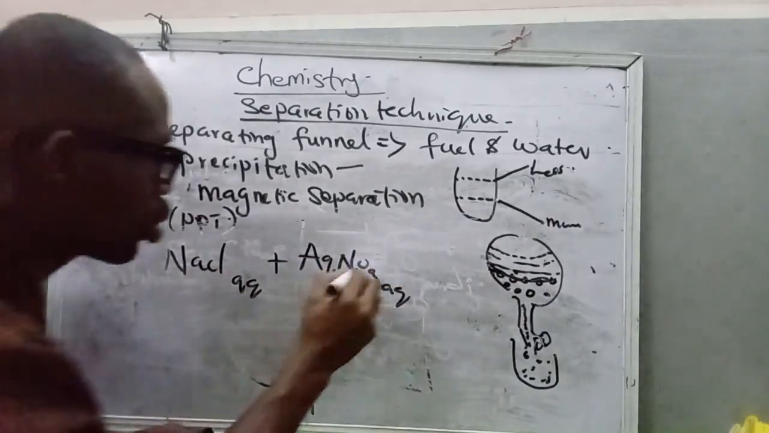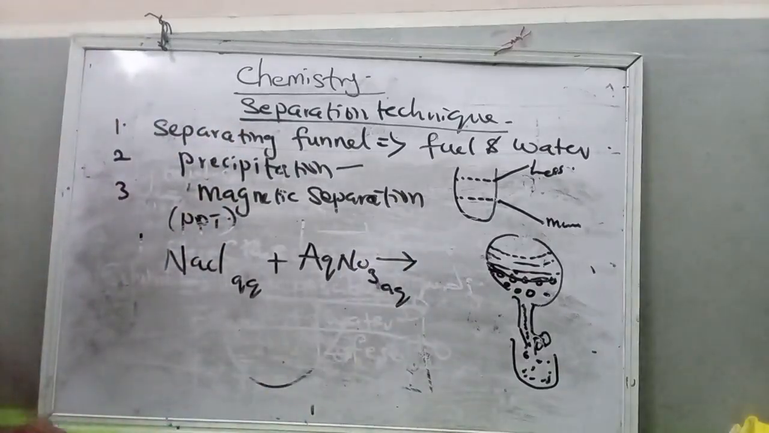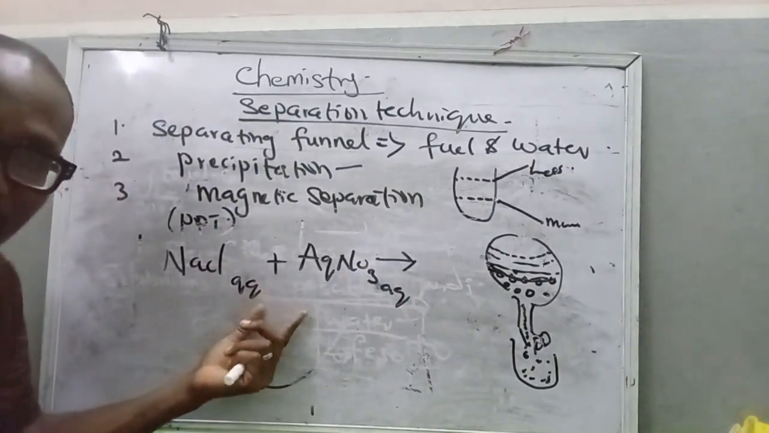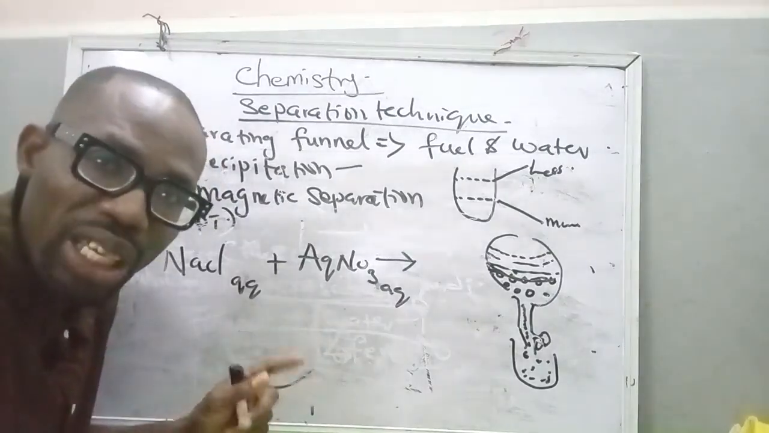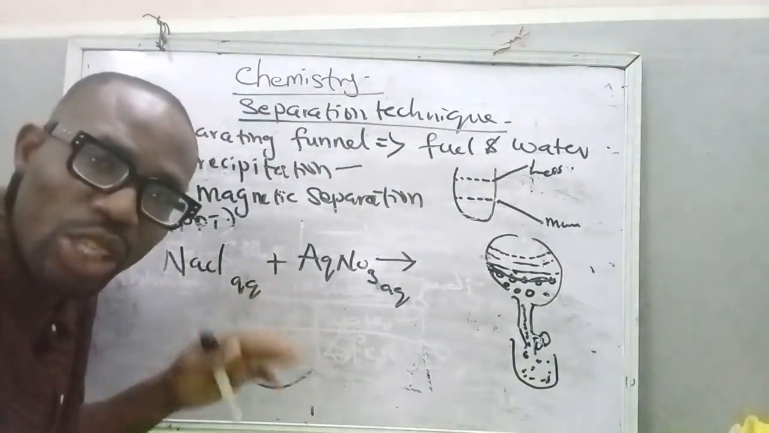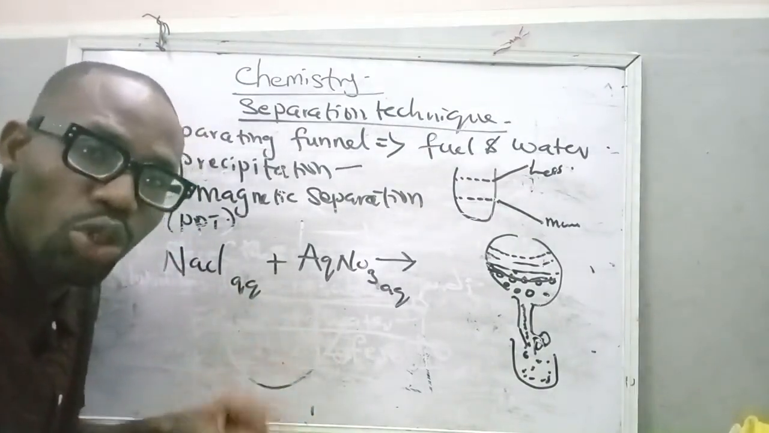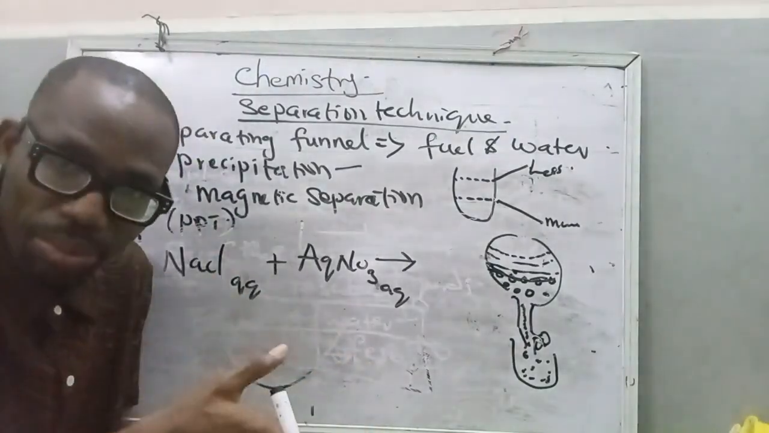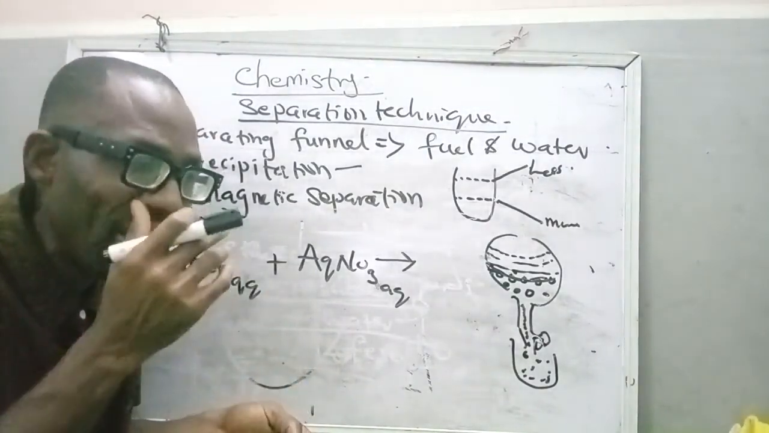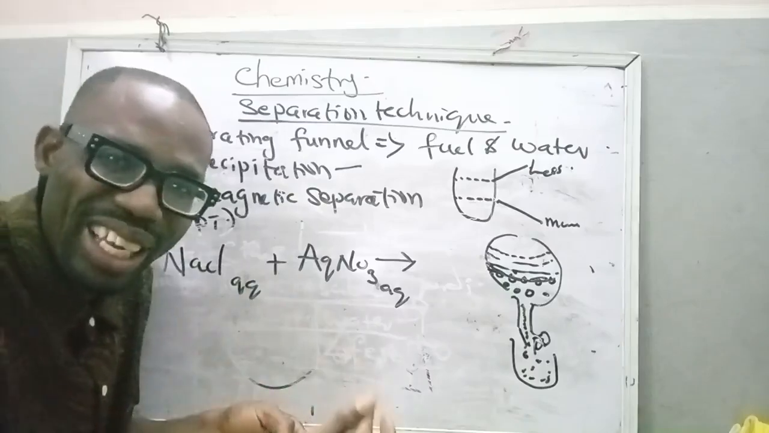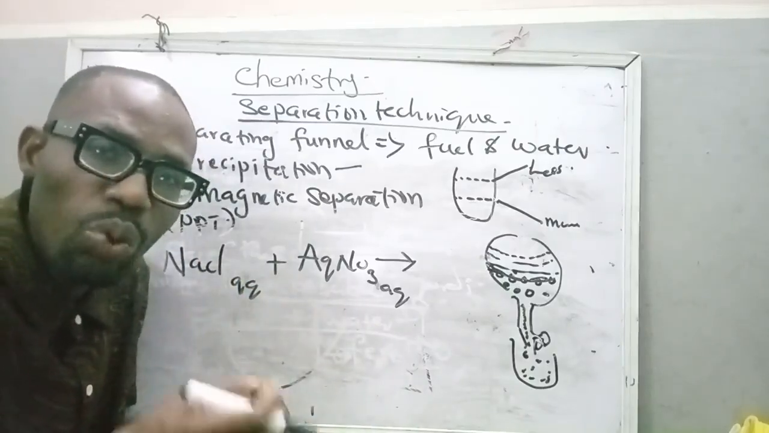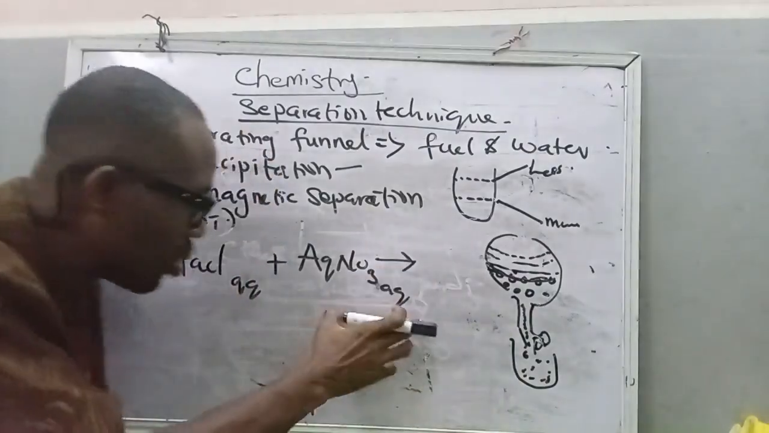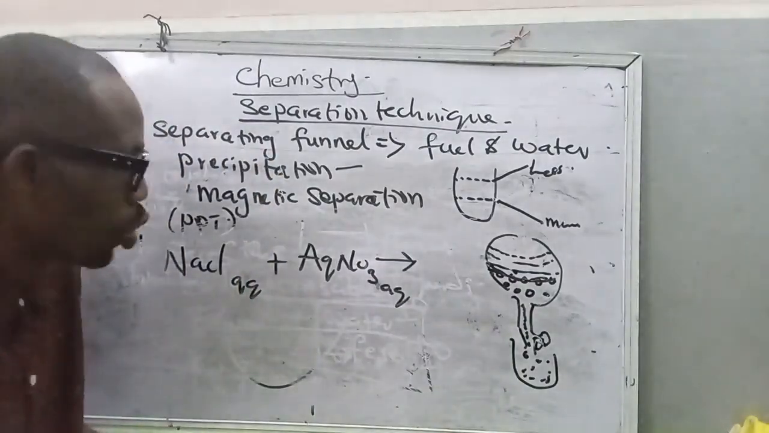Now, in this case, I'd like you to pay attention. Precipitation is said to take place here when these two compounds react together. When they react, they will form a soluble compound and an insoluble compound. The soluble compound is already in the solution, while the insoluble one can be separated by filtration. The insoluble will form the residue. That residue is what you call the precipitate of the reaction between these substances. So precipitation can be seen here.